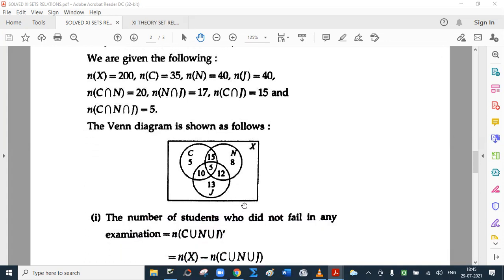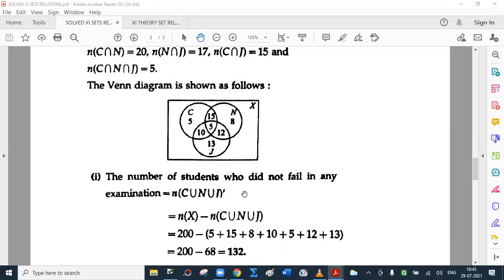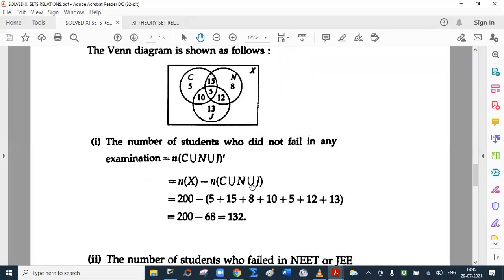Now it is asked the number of students who did not fail in any exam. Here we have taken care that one element or one student is considered once only, right? So this addition is 68. So 200 less 68, 132 students didn't fail in any of these three exams.